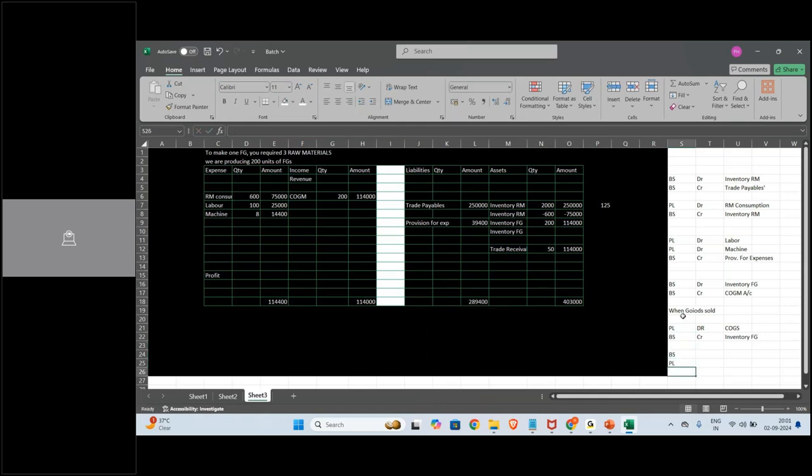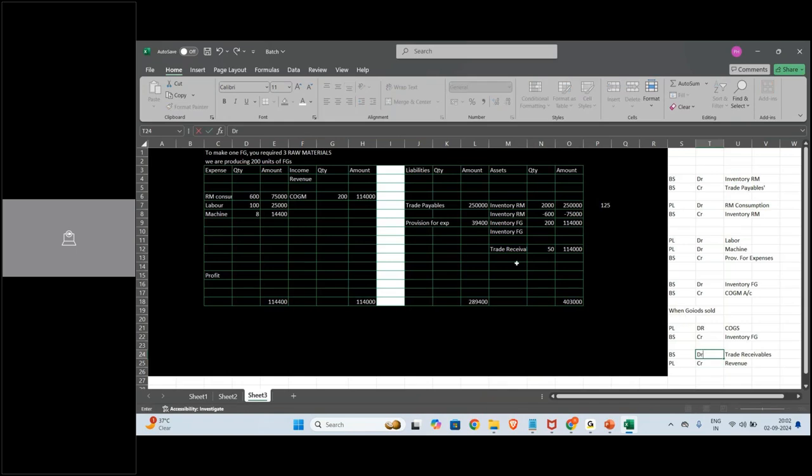If the customer pays, it's fine. Otherwise, you will have trade receivables, and this is the revenue account. Credit revenue, debit trade receivables. So I'll book that entry also now.